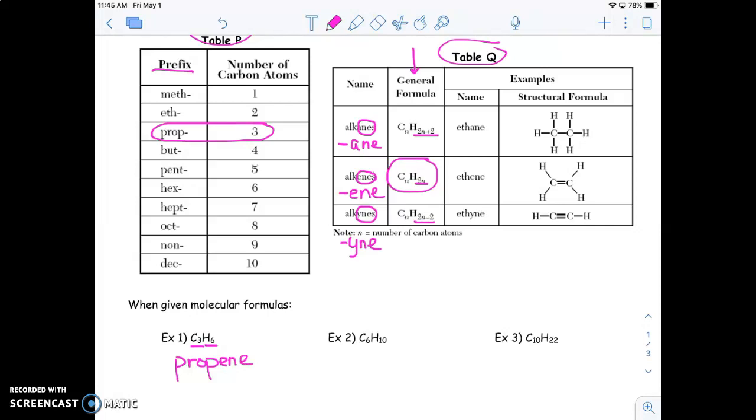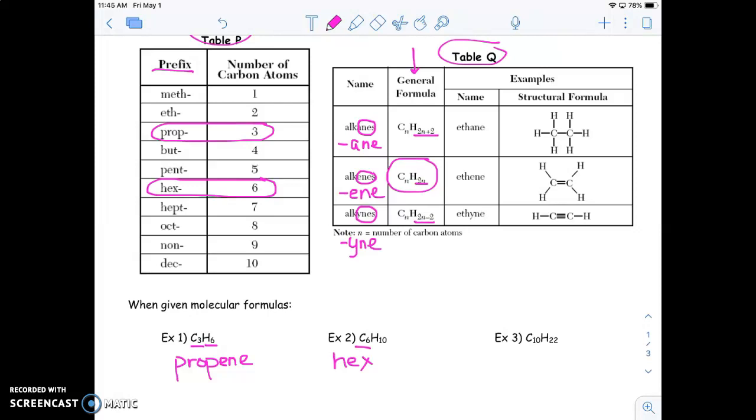Let's look at example number 2. I have 6 carbons. So where do I get my prefix? I get it from table P. So the name of this compound is going to start with hex. Then I need to look at how many H's I have.